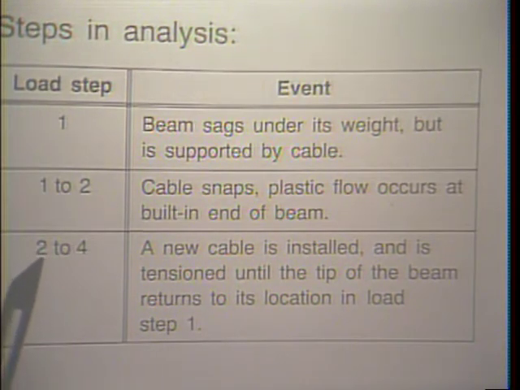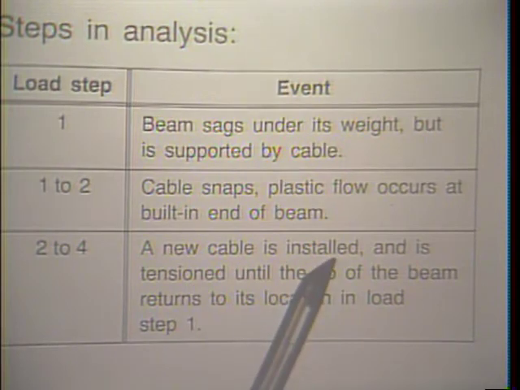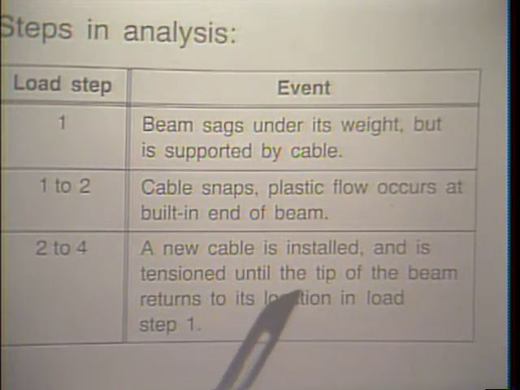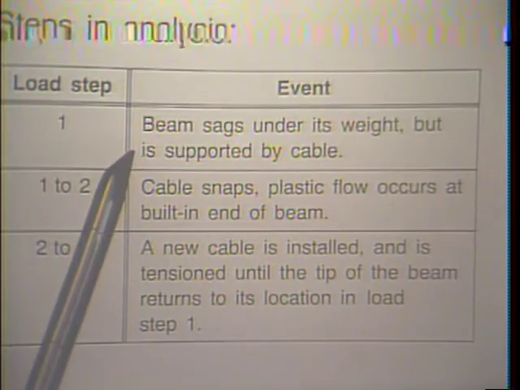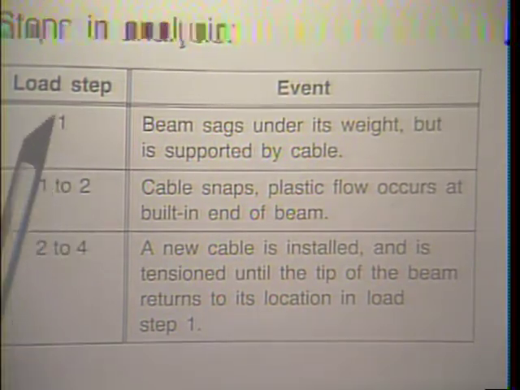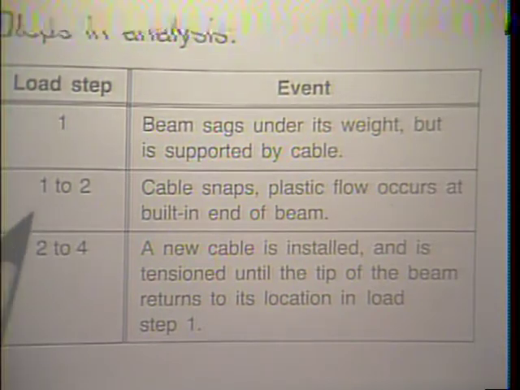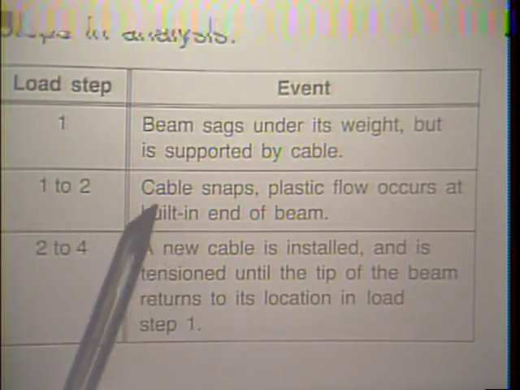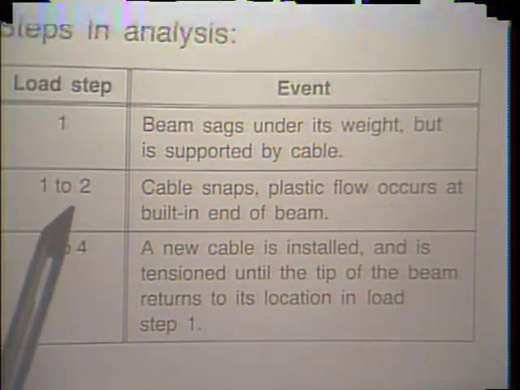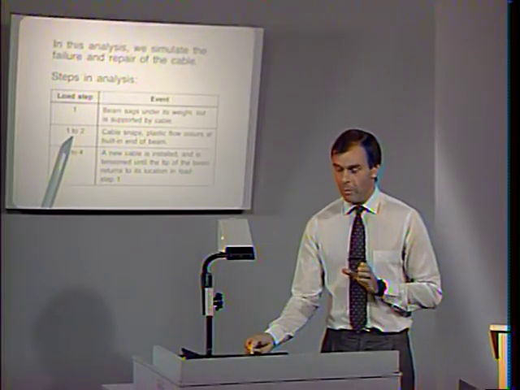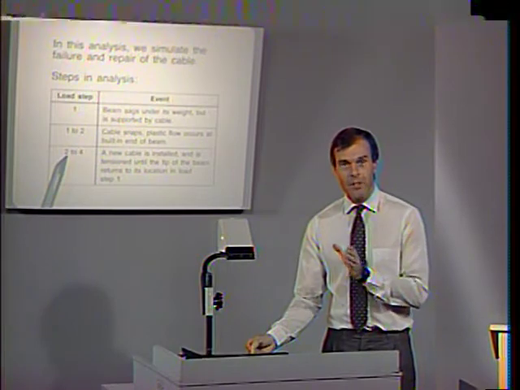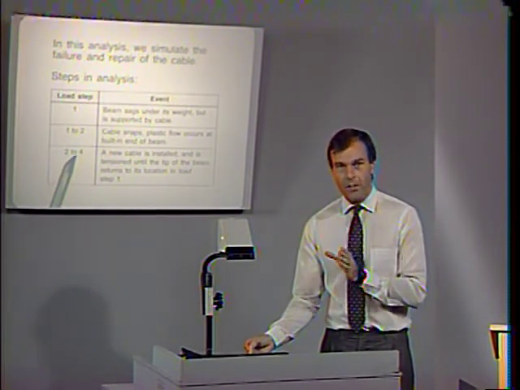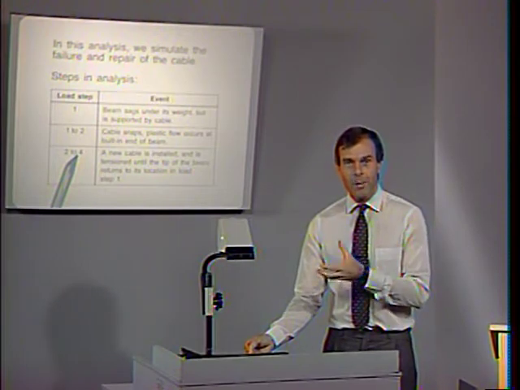Now in the next steps, 2 to 4, a new cable is installed and is tensioned until the tip of the beam returns to its original location, namely the location that it has taken at the end of load step 1. This is quite easily simulated with this element birth and death option available in the computer program we are using. Notice one element dies, namely the cable element dies at time 1.5, say, and then at 2.5 the cable is again there, and at time 3 and at time 4 we see that the cable has been tensioned.